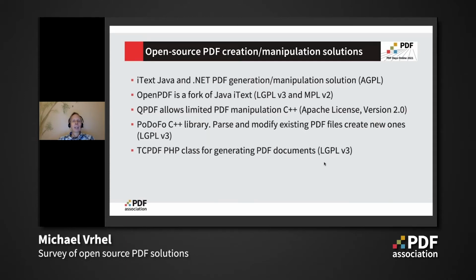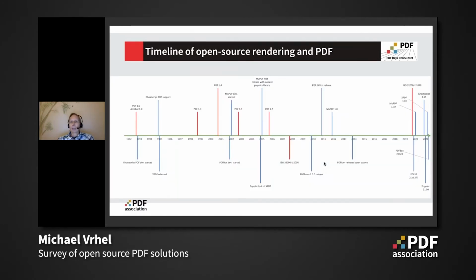Again, I'm not going to go into any details on these. Comparing these projects would be difficult in the way that I'm trying to compare the other ones, which is: are they doing the rendering correctly, how long is it taking, and what's the memory usage. It's worthwhile, or interesting, I guess, to look at the timeline of the open source rendering projects and the PDF specification, and hopefully you can see this.